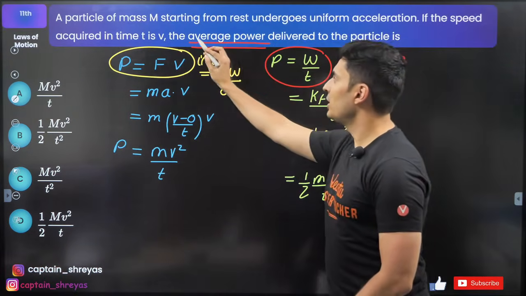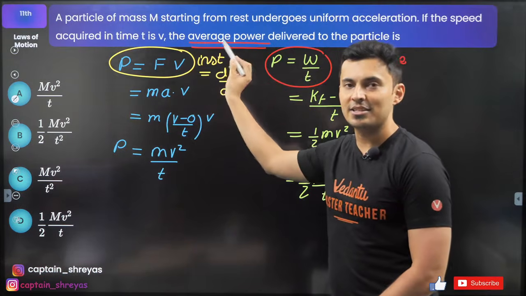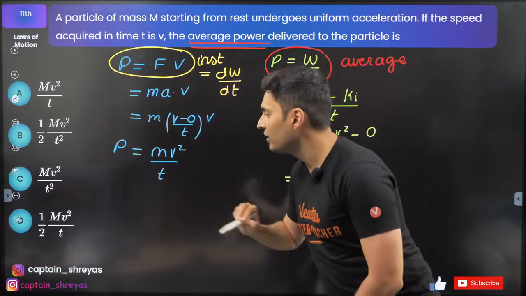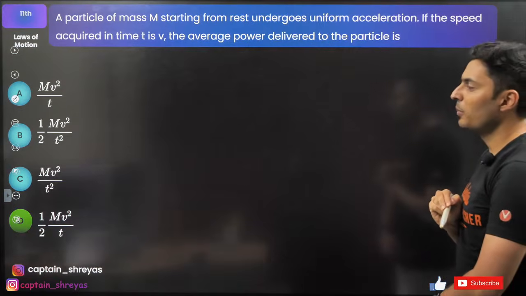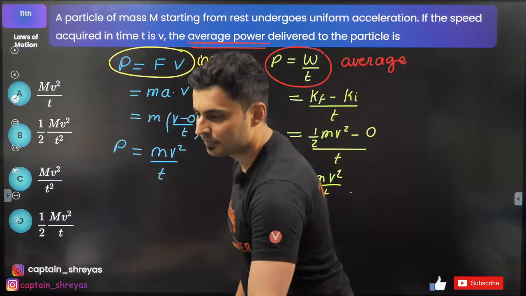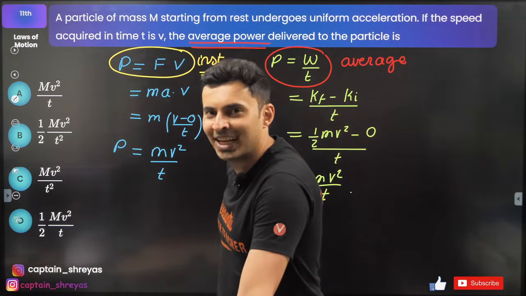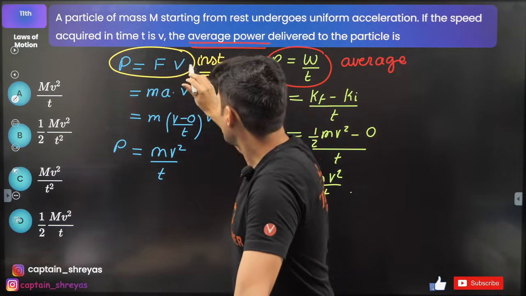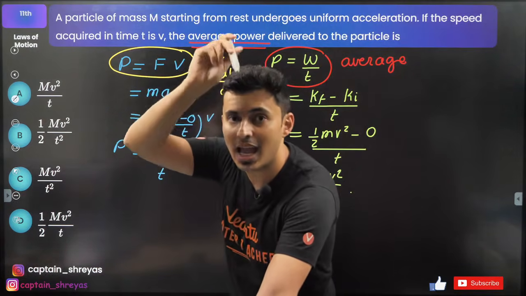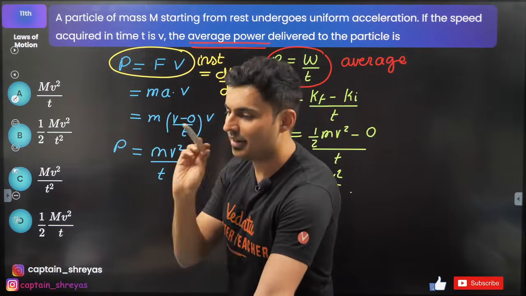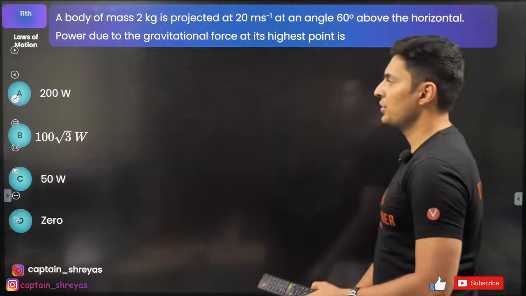If the question did not mention this word, if the question was what is the power at that instant t, then I think this will be the answer. What a brilliant concept. Did you get it, guys? So dW by dt or F dot v is the force into velocity at that instant, not the average. So be careful. Moving on to another question.